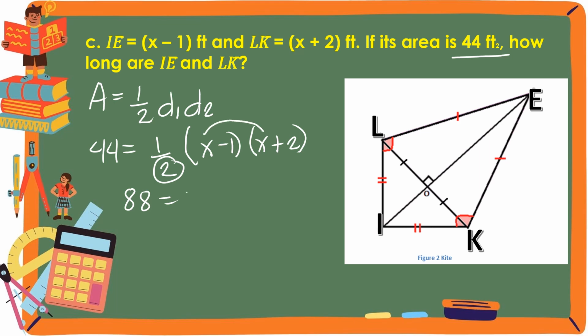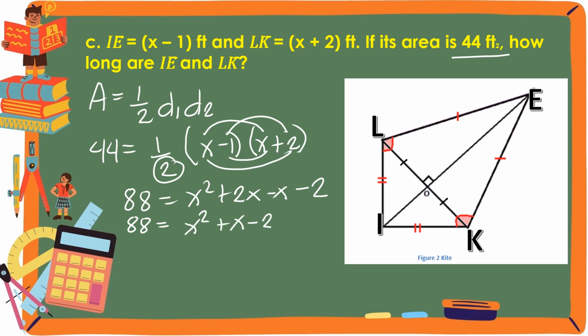So, x times x, x squared, x times 2, 2x, negative 1 times x, that's negative x, and then negative 1 times 2 is negative 2. So, when we solve, dito natin para may space pa. So, x squared plus x minus 2. Then, we simply transpose ng 88. So, we're going to have x squared plus x minus 2 minus 88 equals 0. So, our quadratic equation becomes x squared plus x minus 90 equals 0.